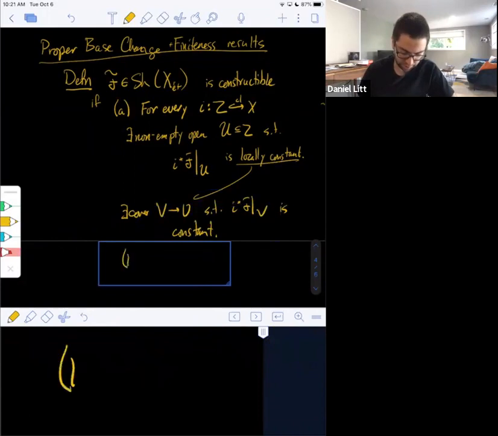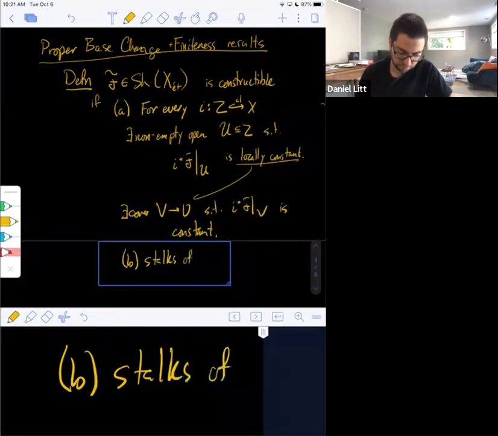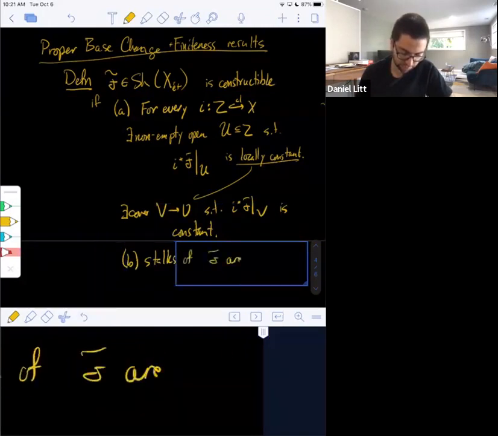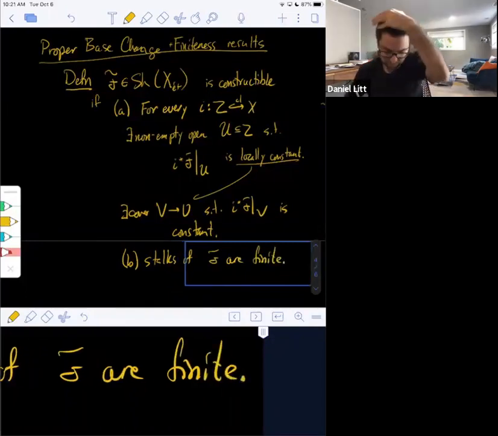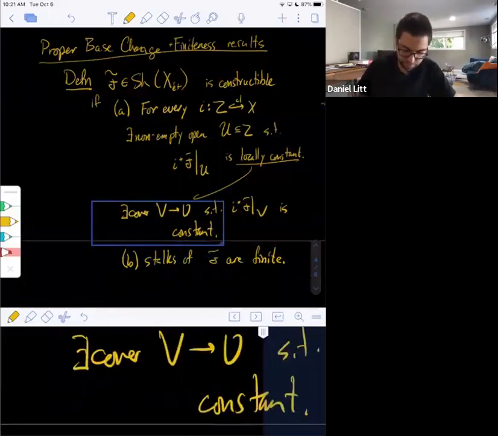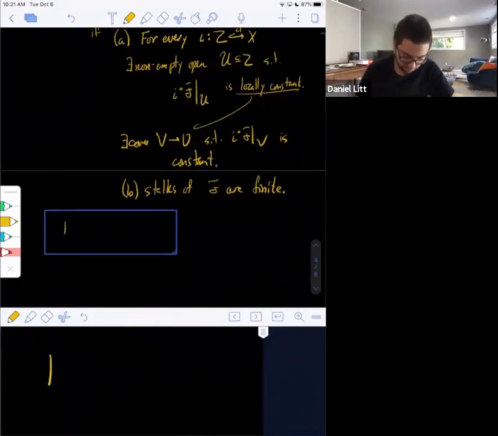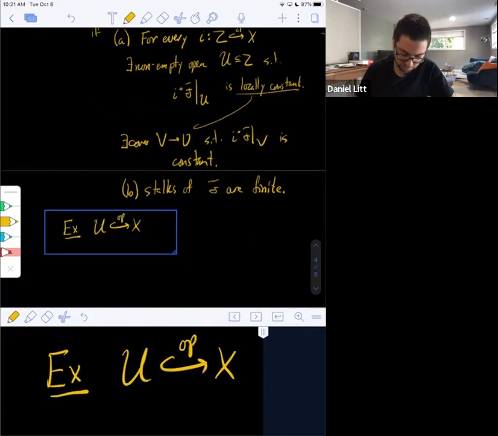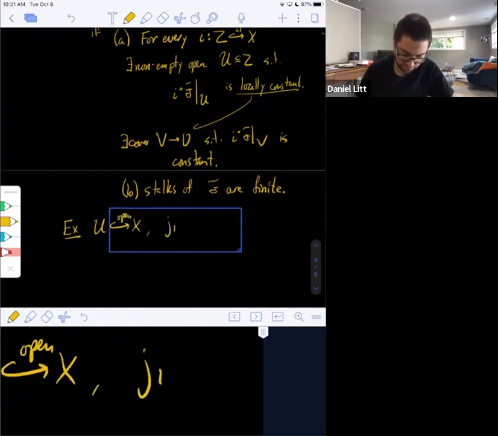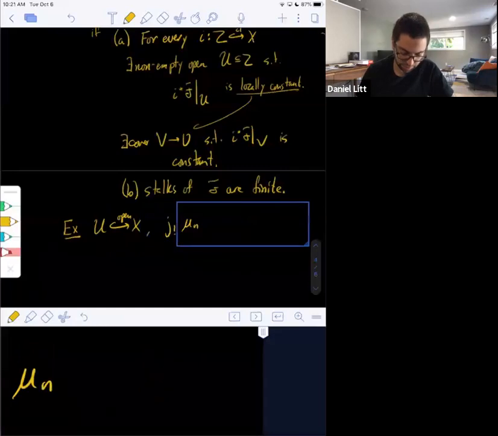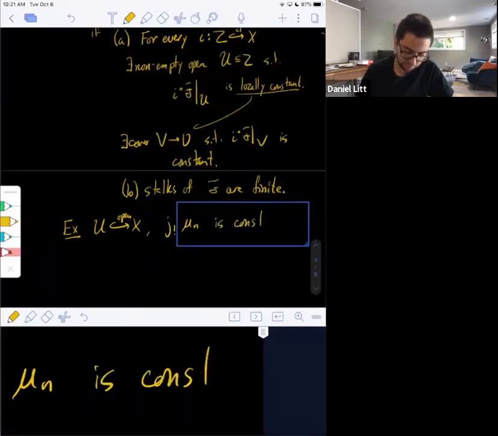Great. Okay, and then B, the second condition is that the stalks of F are finite. Right. So let's just give an example. If I have j: U → X an open, then j lower shriek of, let's say, μ_n is constructible.